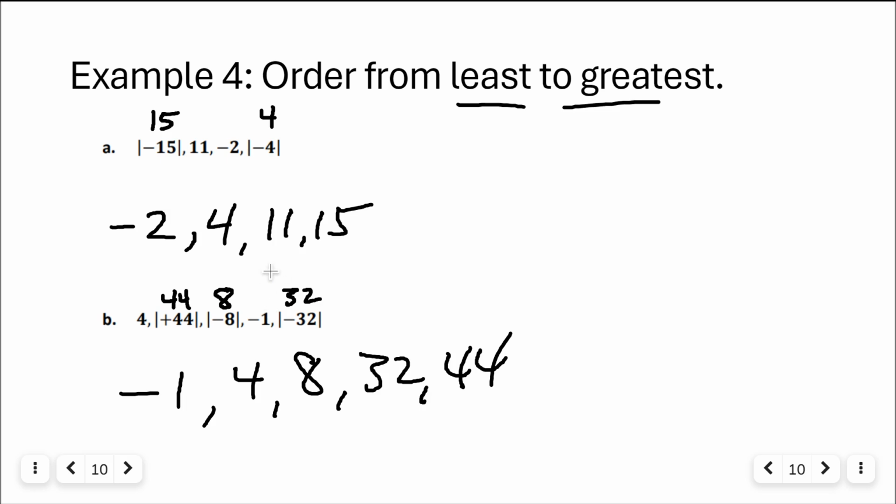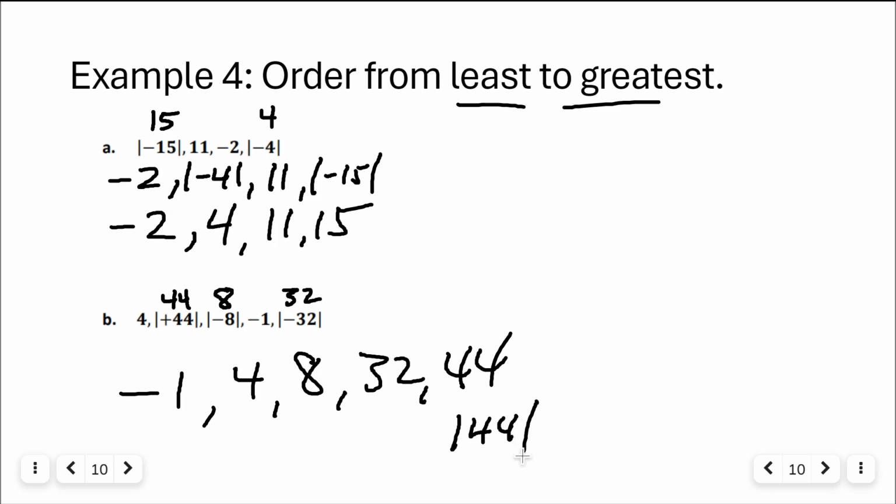Okay, I probably should be writing them as absolute values. So let me go back here. Negative 2, absolute value of negative 4 is next, then 11, then absolute value of negative 15 is last. And here, this would be absolute value of 44, and this is absolute value of negative 32. This is absolute value of negative 8. If we're writing the numbers that are given there in order, that's the order they would appear in.